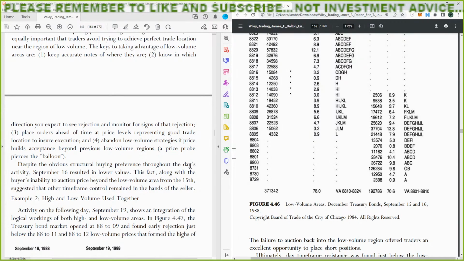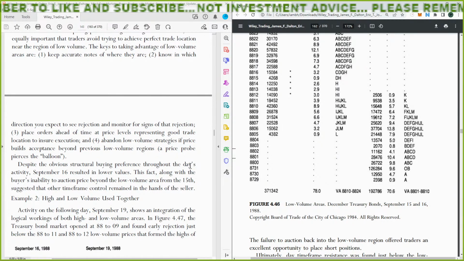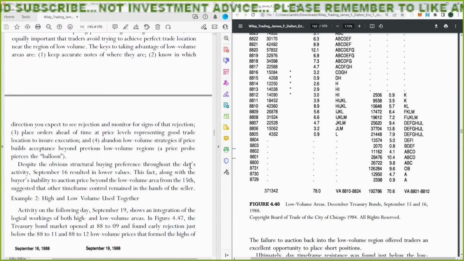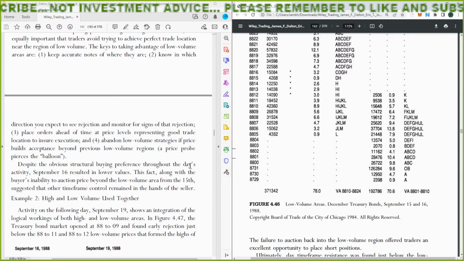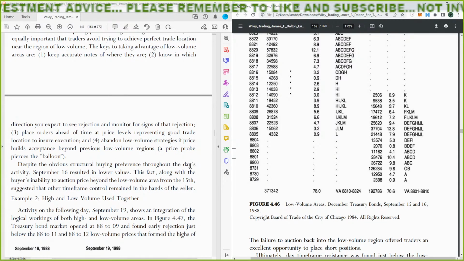Despite the obvious structural buying preference throughout the day's activity, September 16th resulted in lower value. This fact, along with the buyer's inability to auction price beyond the low volume area from the 15th, suggests that other time frame control remained in the hands of the seller.